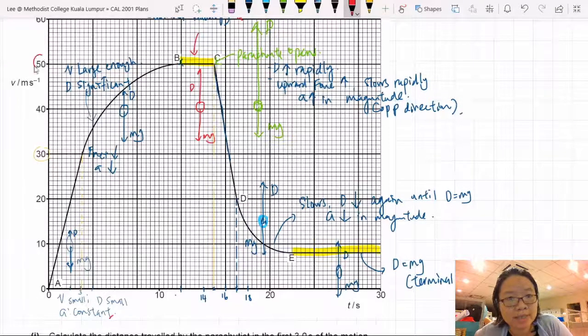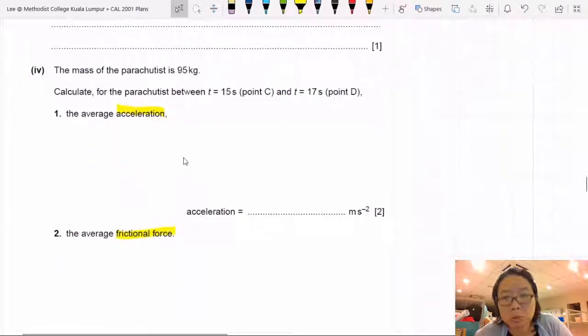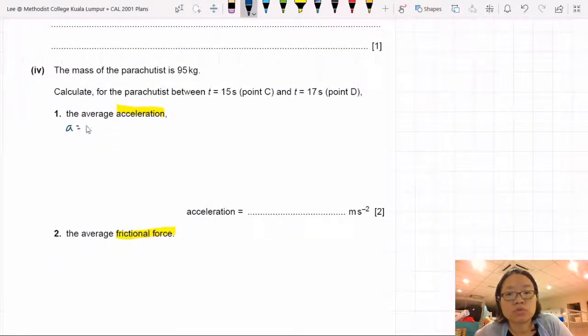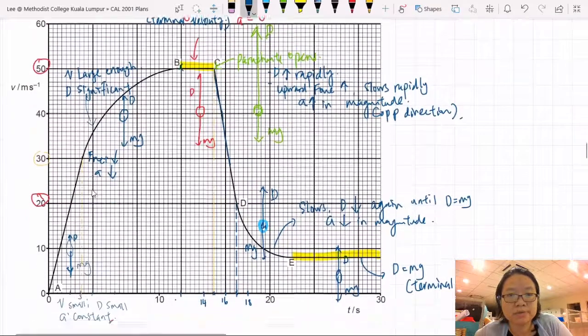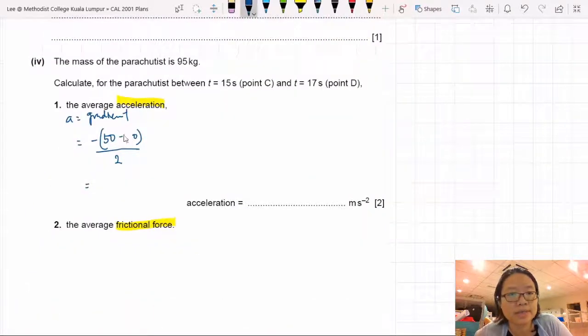So you decelerated from 50 to 20 in 2 seconds. Not bad. So you can use a is gradient, or v minus u over t. So 50 to 20 divided by 2. Negative I put outside because it is decreasing, so the gradient is negative. Okay, so 50 minus 20 divided by 2, I'll get negative 15 meters per second squared.